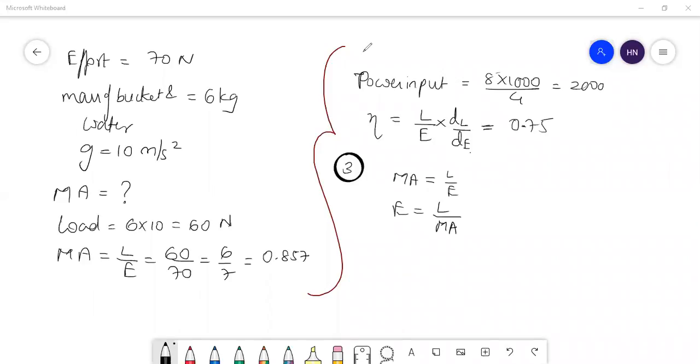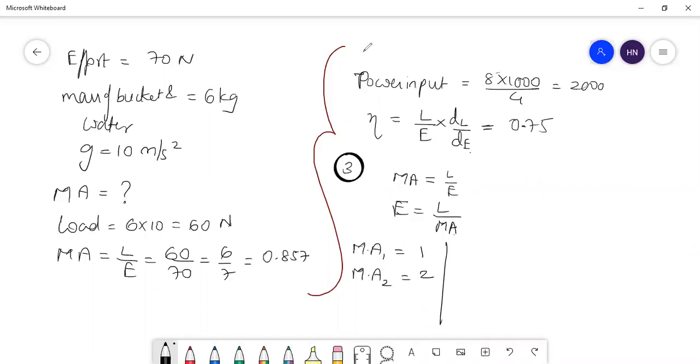We need to compare the efforts applied in the single fixed pulley and the movable pulley, and give the ratio. So MA is 1 for the single fixed pulley, therefore MA1 is equal to 1. And for the single movable pulley, it is 2. Okay, correct.